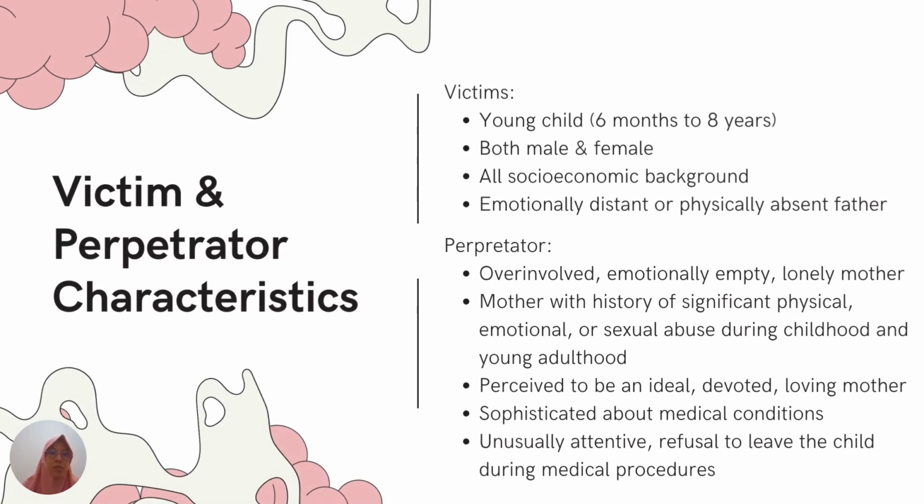So here are the victim and perpetrator characteristics of Munchausen syndrome by proxy. The victims are often young children, ranging from the age of 6 months to 8 years. Both male and female victims are equally represented. The victims also come from all socioeconomic backgrounds. And usually the victim has an emotionally distant or physically absent father, especially if the perpetrator is the mother.